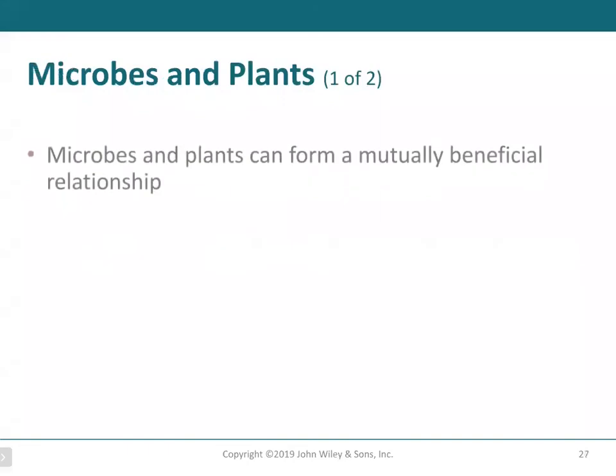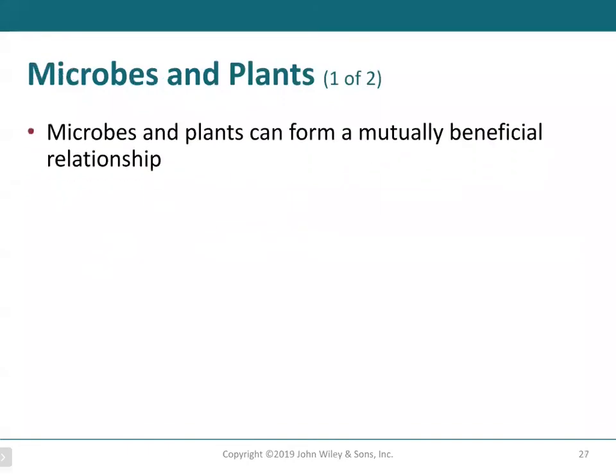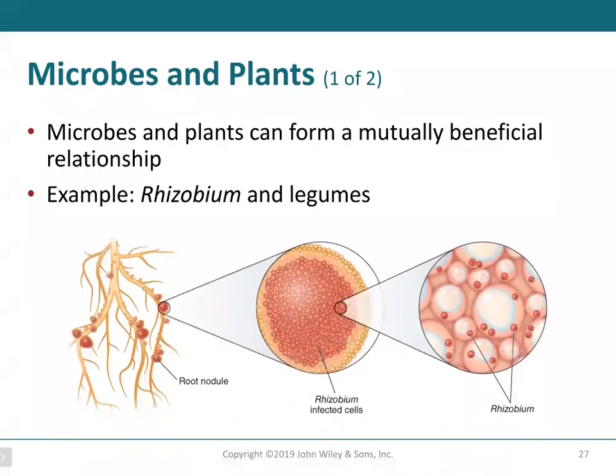So for the plants, microbes and plants can form mutually beneficial relationships. An example of them is the rhizobium and the legumes. Rhizobiums are microorganisms that inhabit the nodules, the roots of the plants. And they are beneficial to the plant because they fix the nitrogen. They're actually nitrogen-fixing bacteria. So they provide nitrogen to the plants.